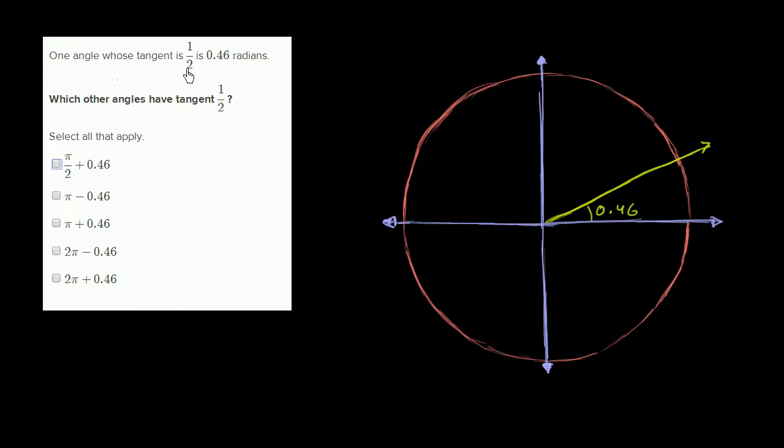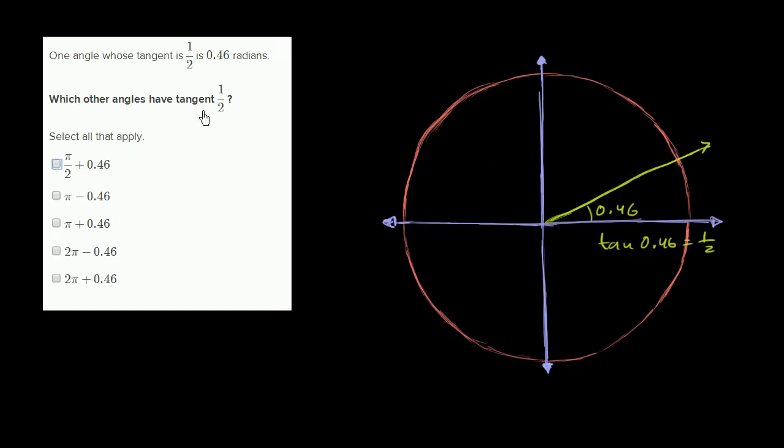One angle whose tangent is half is 0.46 radians. So we're saying that the tangent of 0.46 radians is equal to half. Another way of thinking about the tangent of an angle is that it's the slope of that angle's terminal ray. So it's the slope of this ray right over here. That makes sense, that slope is about a half.